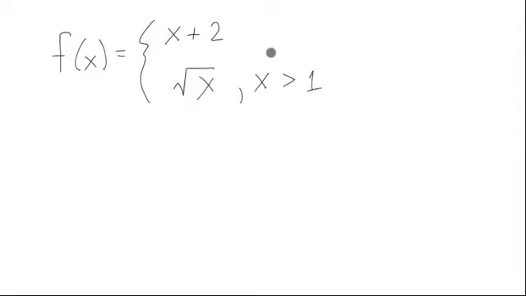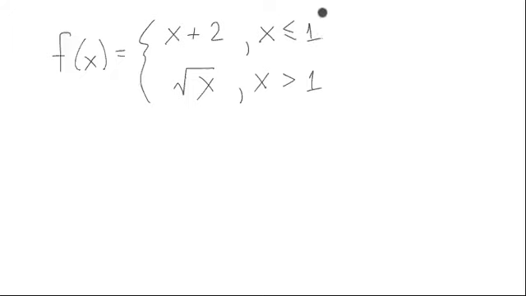Let's take a look at another piecewise defined function. This time, let's take f of x is equal to x plus 2, and then the square root of x. We do the square root of x for x bigger than 1, and x plus 2 for x less than or equal to 1.